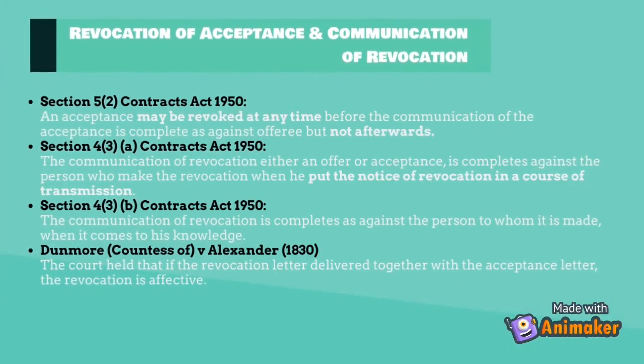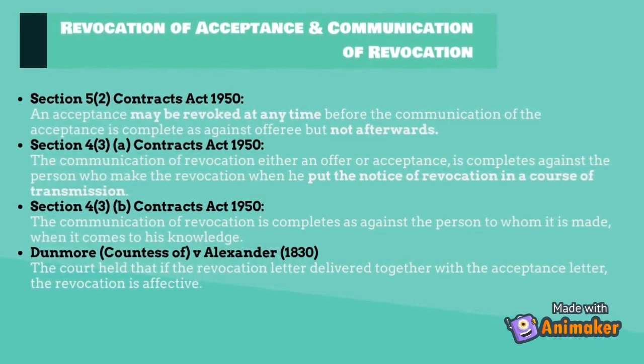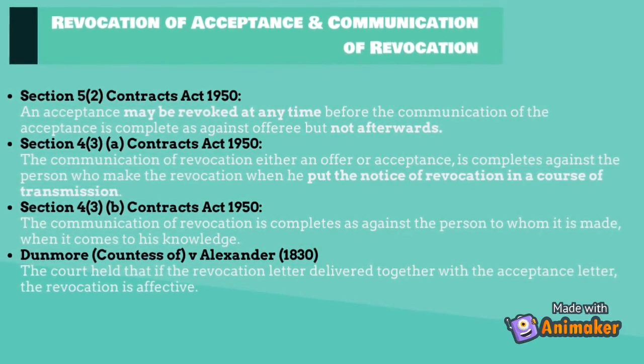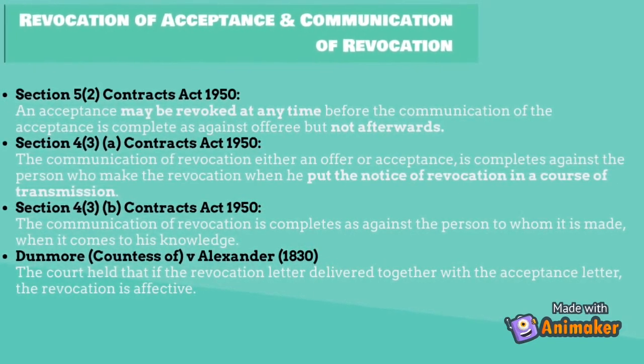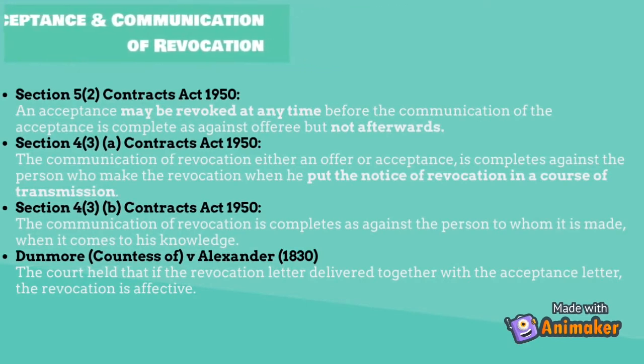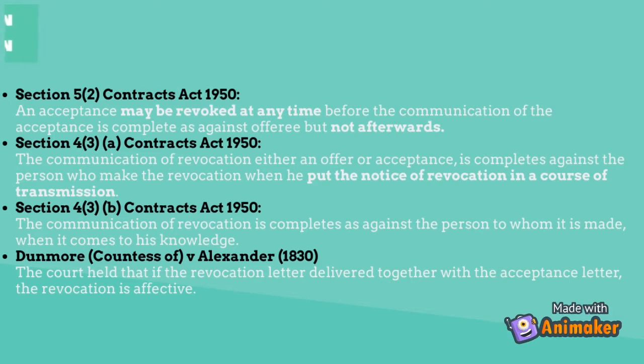Lastly, revocation of acceptance and communication of revocation. In Section 5.2, an acceptance may be revoked at any time before the communication of the acceptance is complete as against the offerer but not afterwards. In Section 4.3a, the communication of revocation, either of offer or acceptance, is complete against the person who makes the revocation when he puts the notice of revocation in a course of transmission. Then, in Section 4.3b, communication of revocation is complete as against the person to whom it is made when it comes to his knowledge.